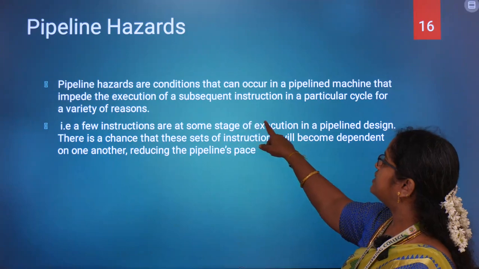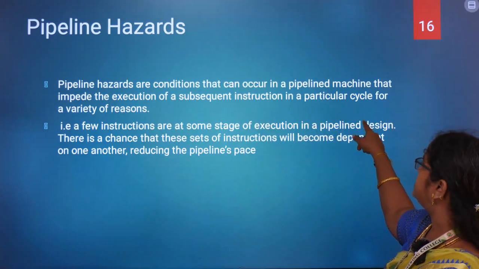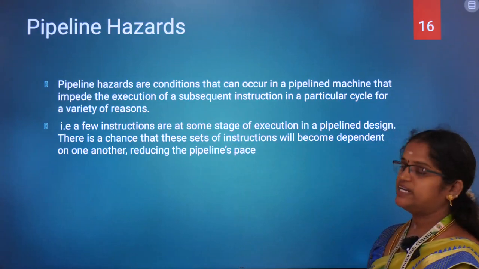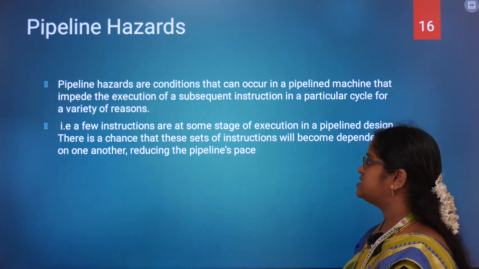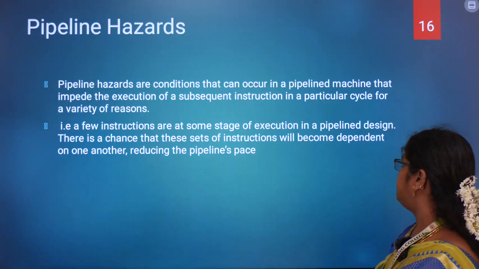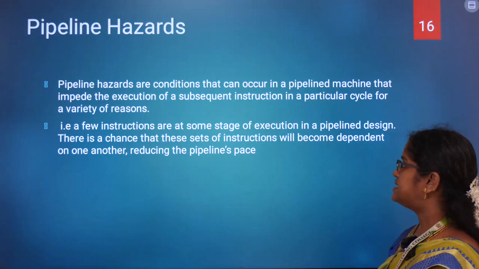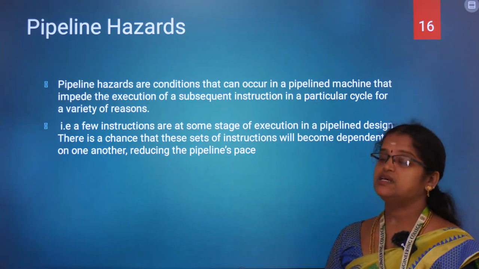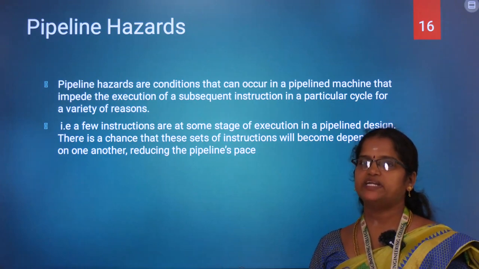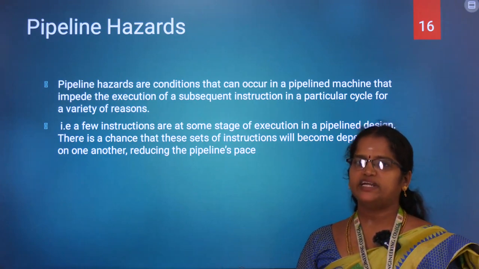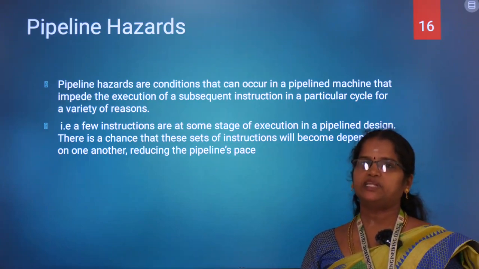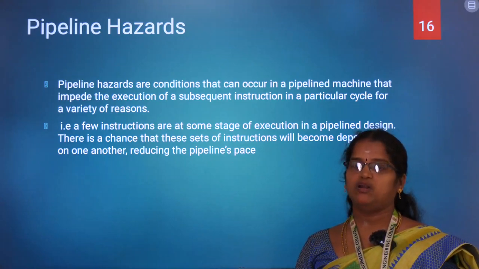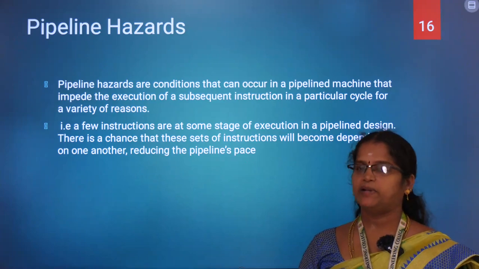Pipeline hazards are conditions that can occur in a pipelined machine that impede the execution of a subsequent instruction in a particular cycle for a variety of reasons. That is, if a few instructions are at some stage of execution in a pipeline design, there is a chance that these instructions will become dependent on one another, reducing the pipeline speed. So the second instruction is always depending on the previous one, and it is waiting until the completion of the previous one. At that time the clock cycles will be idle. That idle clock cycle is called a stall. So that stall is called a hazard in the pipeline.